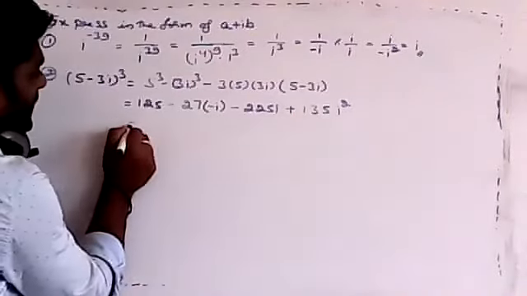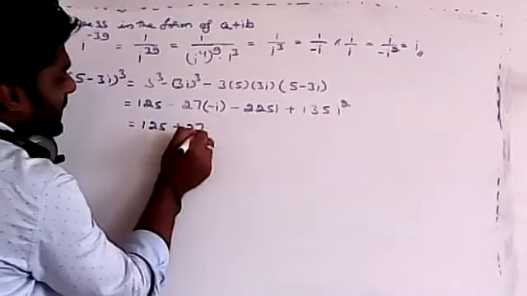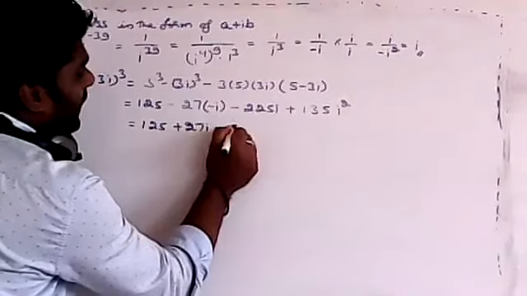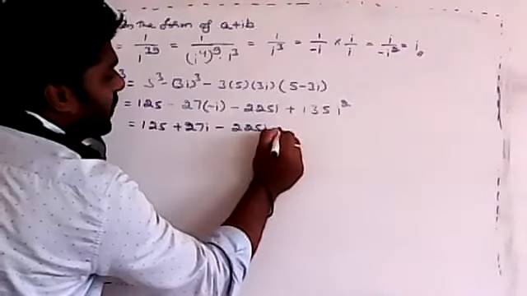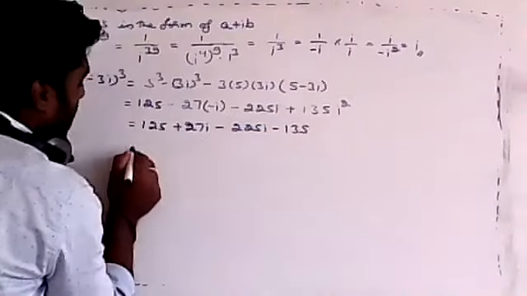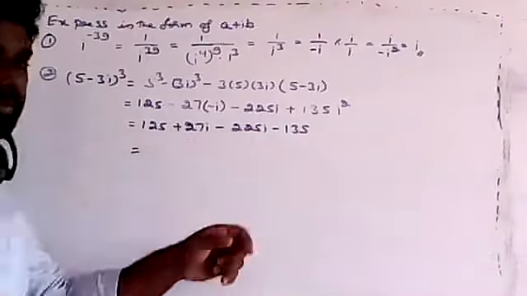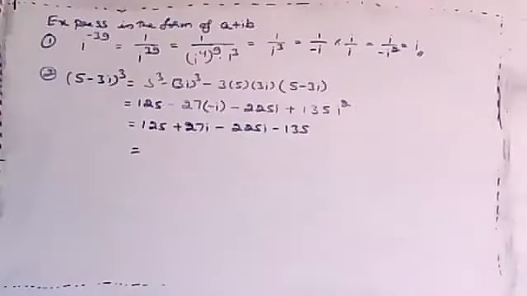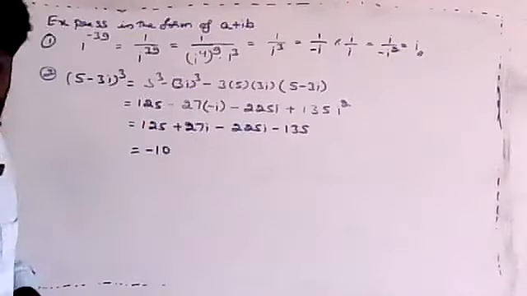So next, 125, minus into minus plus 27i, and here minus 225i, and i square is nothing but minus 1, no? Minus 135. Now tell me, add and subtract. What do you get as the answer? 125 minus 135 is how much? Yes, good. Minus 10. Correct?